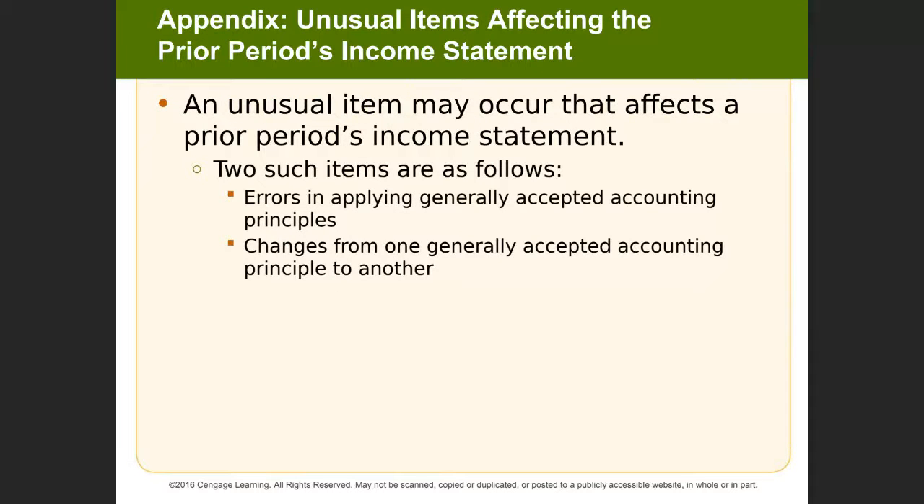An unusual item may occur that affects a prior period's income statement. Two of those items are as follows. You could have errors in applying your GAAP principles, generally accepted accounting principles. You could also have changes from one principle to another. So maybe there were some GAAP changes and you need to note those.